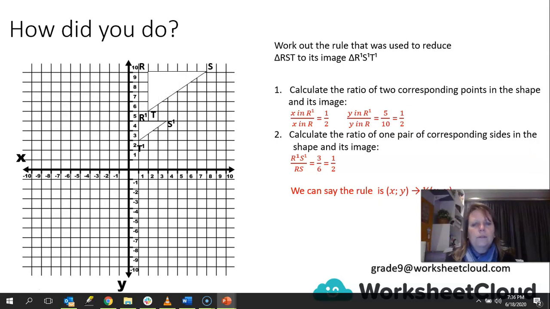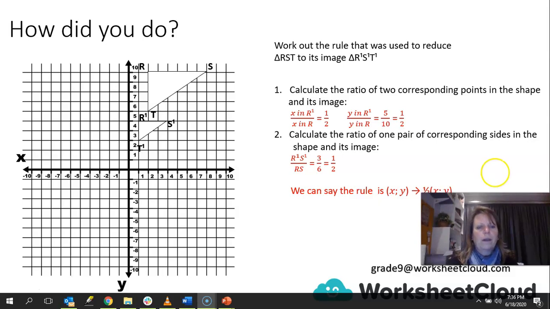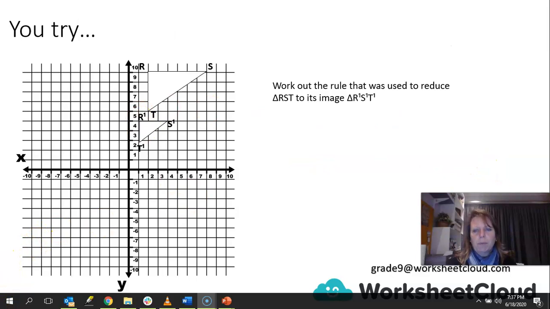Sorry guys, this is really not working out very well, but let's just try it. Okay, oh, let me stop. Sorry guys, let's try this problem again. Okay, so we've got our two triangles. We've got our triangle RST, and we've got its image R1, S1, T1. Okay, and we need to work out the rule. So I'd like you to pause the video once again, and you try and work out the rule. If you've done it already, then just hold on for a little while and we'll go over it together.